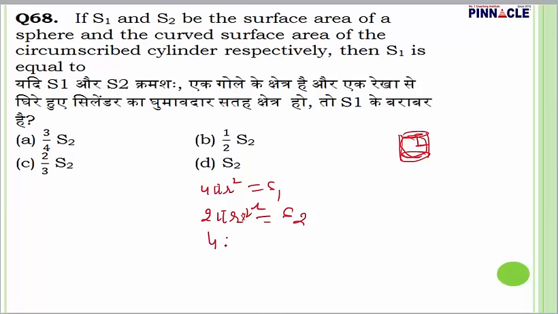In other words, 4 pi r square is equal to S2. Here 4 pi r square and here 4 pi r square. So S1 is equal to S2. Surface area would be the same in this case. Answer is D.